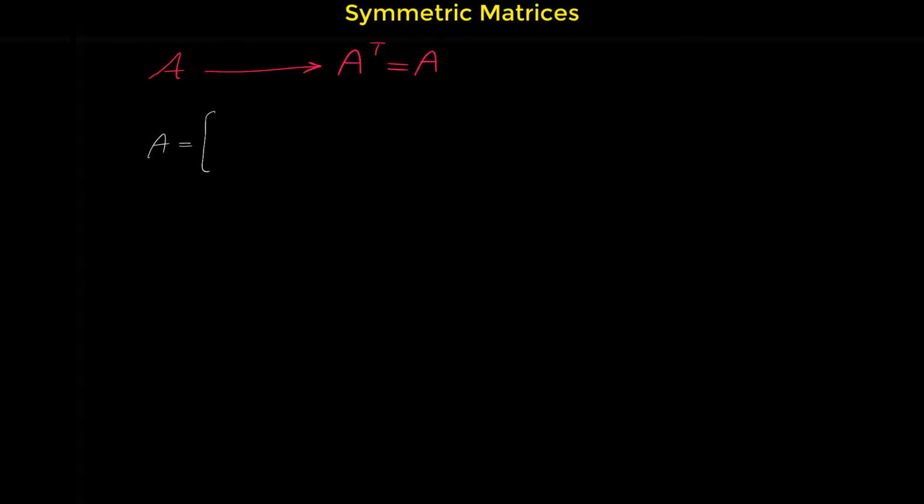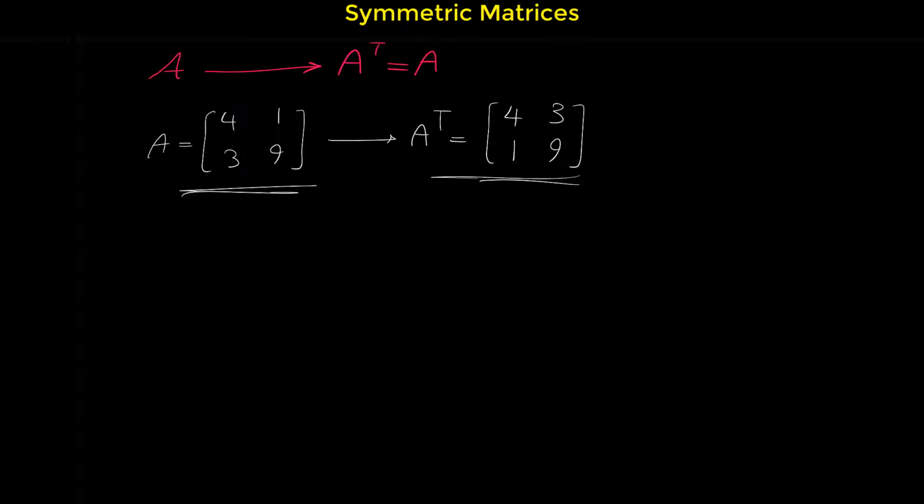Consider a square matrix. Only square matrices can be symmetric. Consider this square matrix 4, 1, 3, 9. What is the transpose of this matrix? When we transpose a matrix, the rows become columns. The first row, 4, 1, becomes the first column, and the second row, 3, 9, becomes the second column. Is this matrix equal to this matrix?